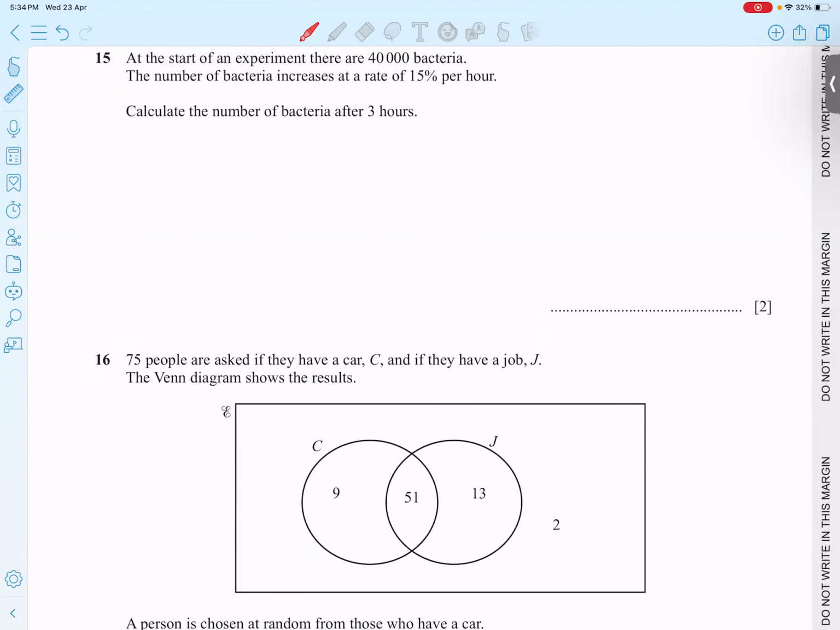Question 15. At the start of the experiment, there are 40,000 bacteria. The number of bacteria increases at this rate. Calculate the bacteria after 3 hours.